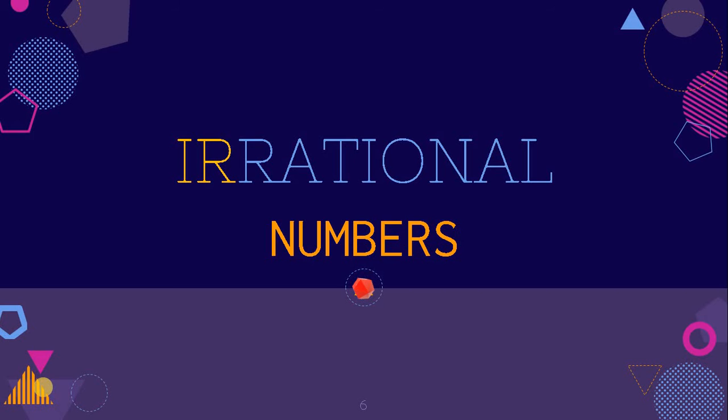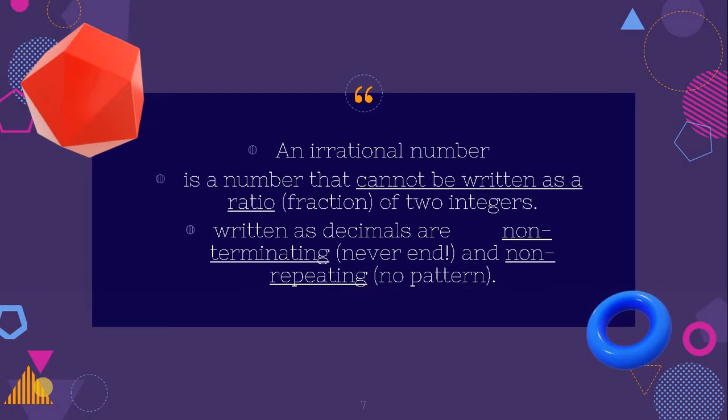So what is an irrational number? An irrational number is a number that cannot be written as a ratio. Remember, a rational number you can change into a ratio or fraction, whereas irrational numbers cannot be written as a fraction or a ratio. And the decimal form is non-terminating, meaning it never ends. It will continue and it never ends. And the numbers are non-repeating, meaning no pattern.